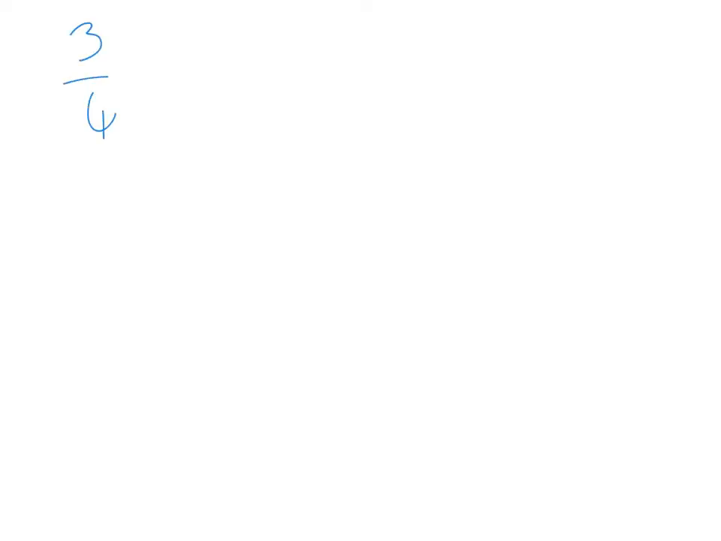So for example, if we have 3/4 minus 2/3, what we do is we have a look at our denominators. We have 4 and 3, and we try and find a common denominator. And a common denominator between 4 and 3 is going to be 12, because 4 multiplied by 3 is 12.